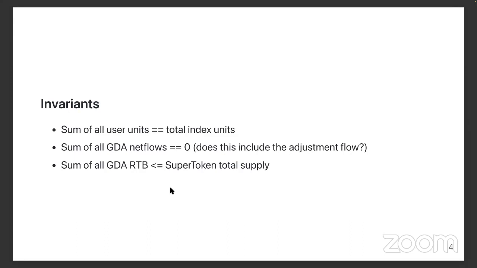The first one is that the sum of all of the users' units should equal the total number of index units or pool units. The sum of all GDA net flows should be equal to 0. The question is whether this should include the adjustment flow. I'm not actually sure, but that's something we can go into a bit more later. And the sum of all GDA real-time balances should be less than or equal to the super token total supply, assuming that the GDA is the only agreement.